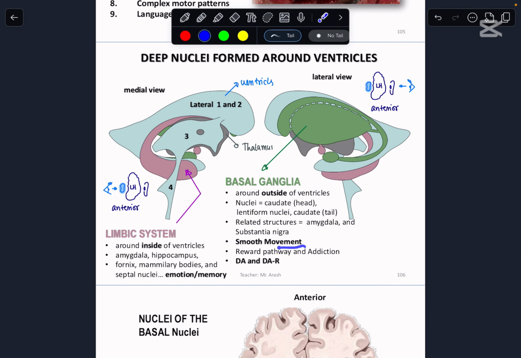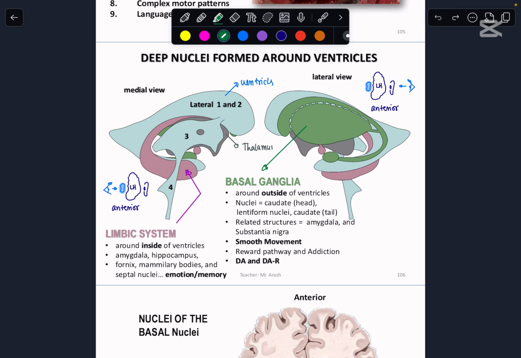Or if you want to do fine movement, like maybe surgical procedures and whatnot, that's the part of the brain which is heavily involved. You don't need to know the anatomical parts of these structures. Just focus on their function. That's more important. So I guess I'll just highlight the function for you guys.